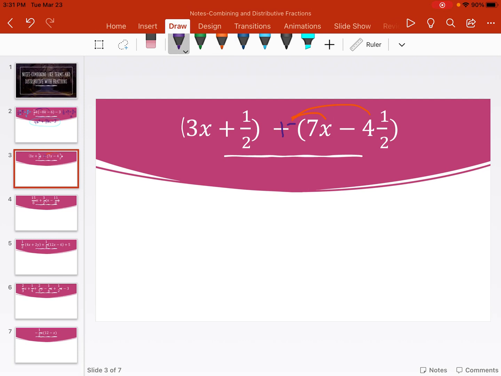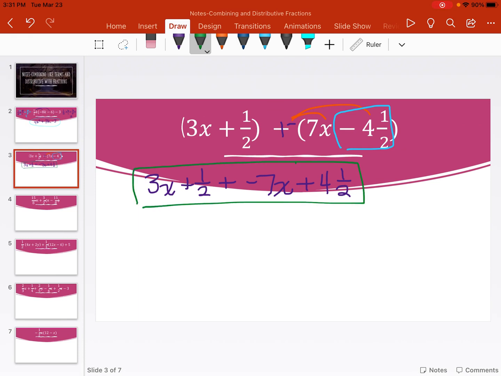So I'm going to end up having my 3x plus 1/2, just bringing all that down, plus, now I'm doing the opposite of 7x, or -1 times 7x, which is -7x. And here, again, our term is this -4.5. So the opposite of -4.5 will make it positive, or plus 4 1/2. Now I'm going to rearrange so I can find my families. So I see, let's box my terms.